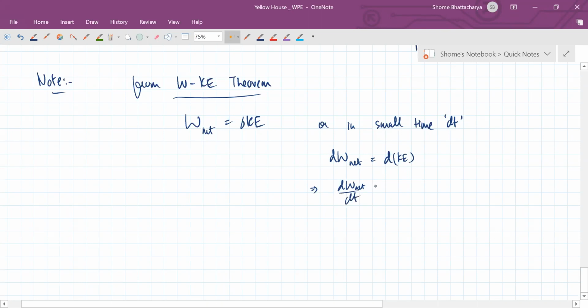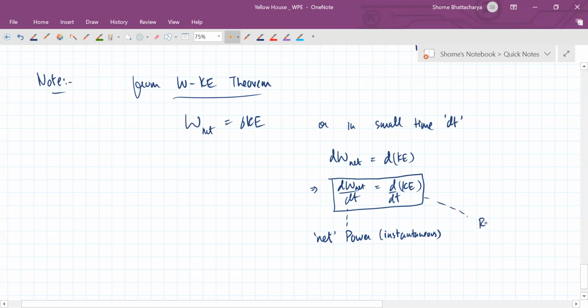So rate of net work done with respect to time will become rate of change of kinetic energy with respect to time. So this is the net power, instantaneous, okay, that equals the rate of change of kinetic energy with respect to time.